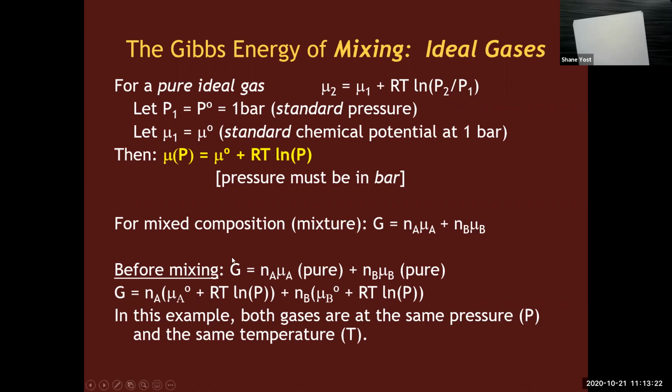We're going to assume that both gases start off at the same initial pressure, calling it P. So these pure chemical potentials are just their standard chemical potentials plus RT ln of P, where the initial pressures of the gases happen to be the same. And they happen to also be at the same temperature.